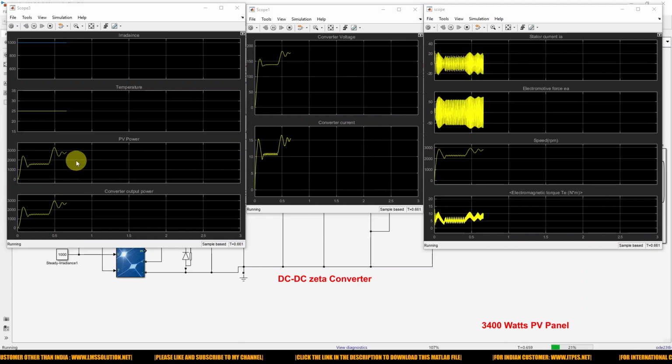Here you can see that it has not reached the maximum point. It is finding the optimal duty cycle, which keeps on varying depending upon the voltage and current input to the MPPT algorithm.